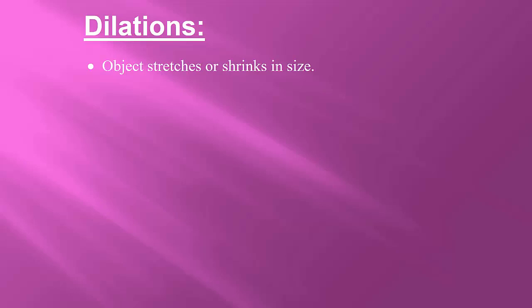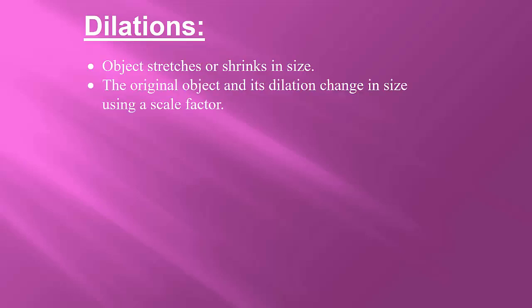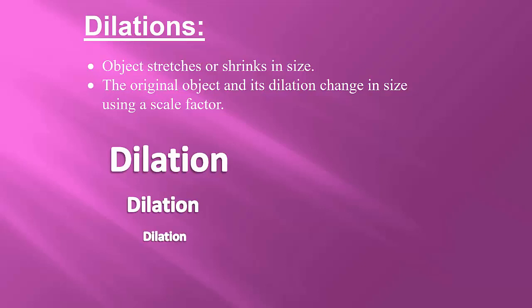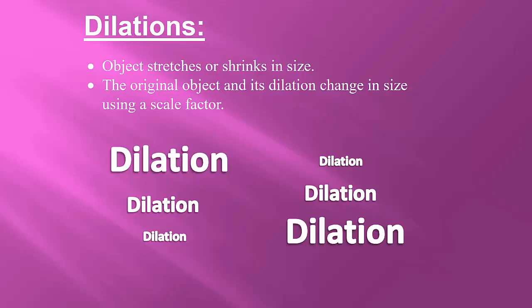Dilations now. An object stretches or shrinks in size. And it stretches or shrinks in size based on the given scale factor. The original object and its dilation change in size using a scale factor. Now, hopefully you remember that a scale factor between 0 and 1 will cause an object to get smaller, while a scale factor that is greater than 1 will cause an object to grow.